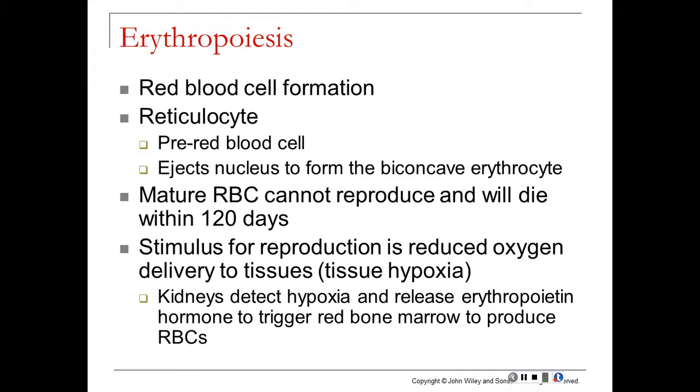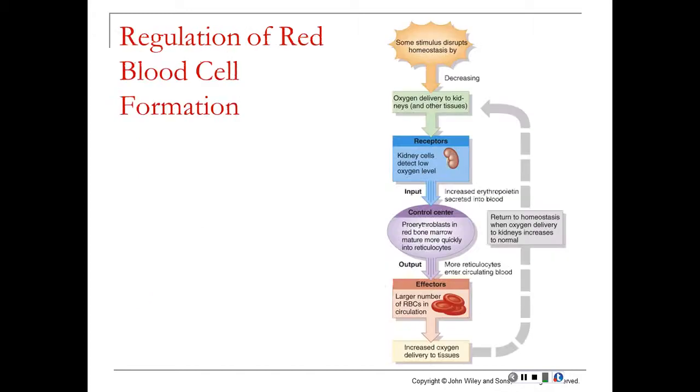120 days. The stimulus for reproduction of red blood cells is reduced oxygen delivery to tissues, which is also known as tissue hypoxia. The kidneys are detecting the hypoxia. They release a hormone called erythropoietin. The erythropoietin communicates to the red bone marrow that it needs to produce more reticulocytes and more red blood cells.